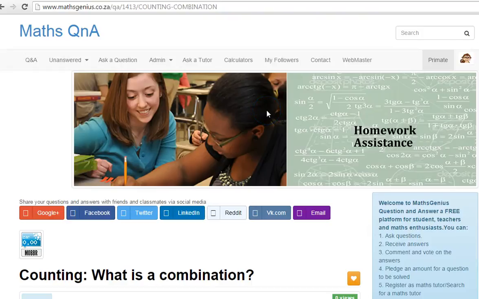Hi everybody. Today we're going to be looking at this question that was asked: what is a combination when you're doing counting in mathematics?